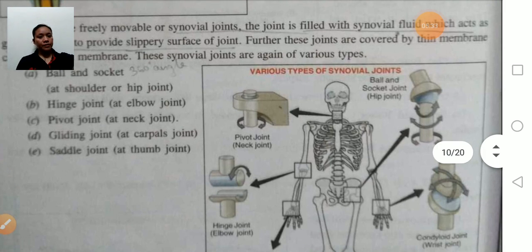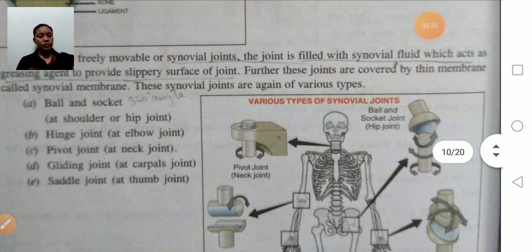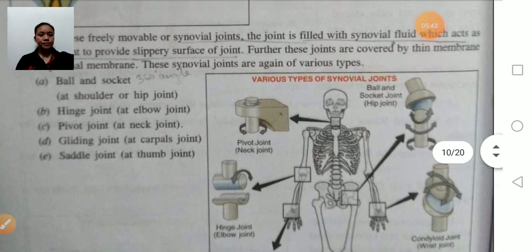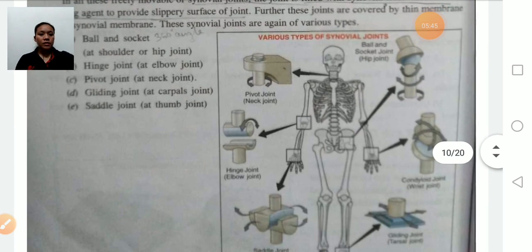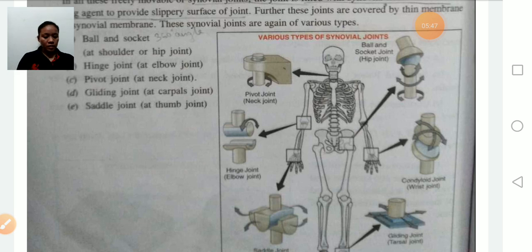Synovial joints are also classified into ball and socket joint, hinge joint, pivot joint, gliding joint, saddle joint, and condyloid joint. Ball and socket joint is present at the shoulder and hip.